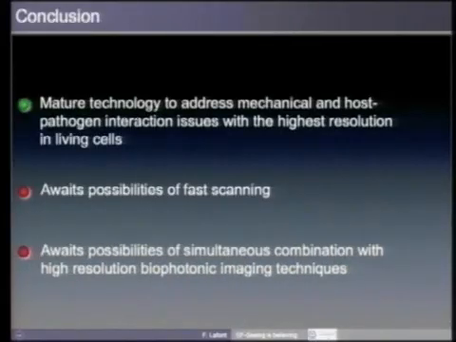So there are people working on this issue, especially here in Paris, for instance, at the Curie Institute. And for us, we have decided to go for the simultaneous combination with high resolution imaging techniques. So we prefer to privilege the spatial resolution.